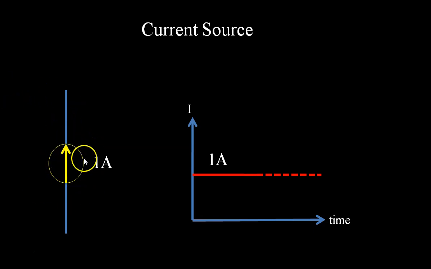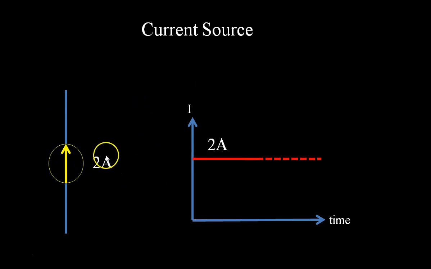The voltage across the current source is not decided by the current source, but whatever connection you make to this current source, that circuit will decide what must be the voltage across this current source. The current source only says, if you plug me into a branch, I will give you a constant current, but the voltage across the current source can be anything. The voltage across the current source can be anything, but the current will always be constant. Let us just see what this means in a network.